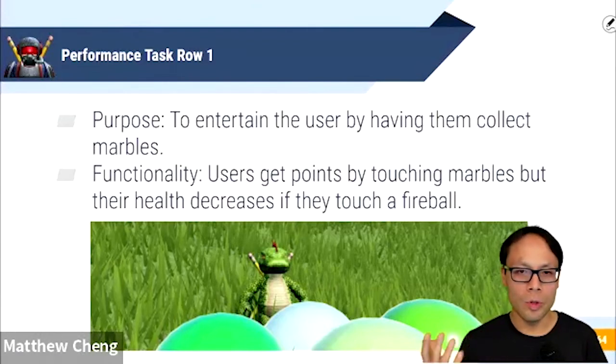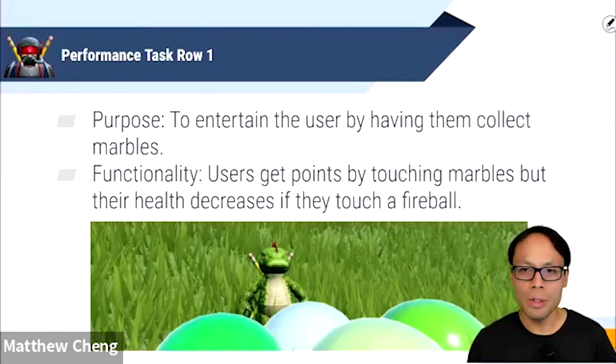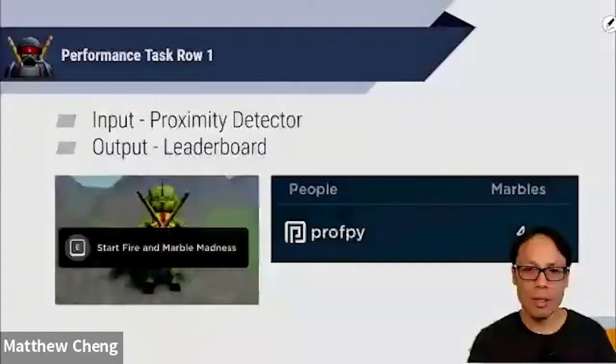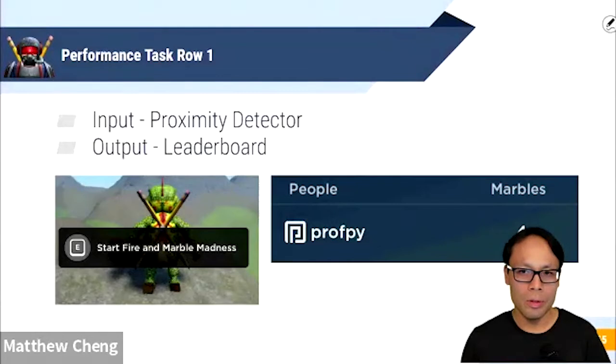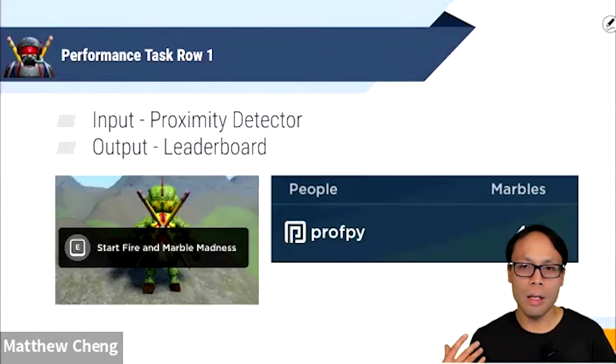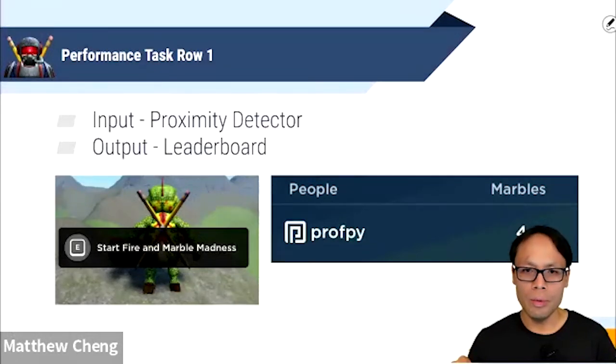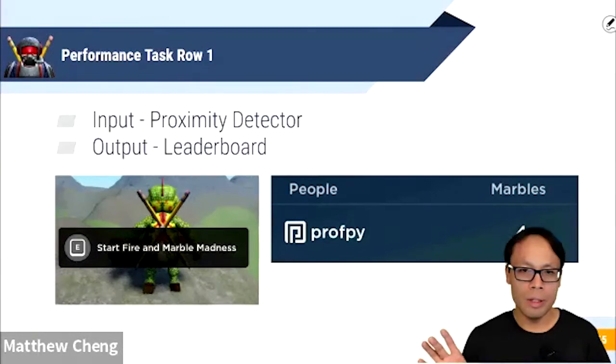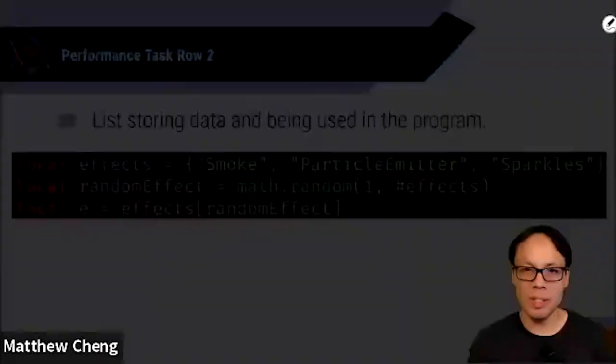Functionality wise, again, you have to describe what's going on inside of your game. So here I wrote users get points by touching marbles, but their health decreases if they touch a fireball. Now, as far as the input and output goes, there are probably many different ways you could do this inside of Roblox Studio. For input, I would write that I had a proximity detector. When the user pressed E, that initiated the fire as well as the marble madness. And the output would be the leaderboard showing who got the most marbles. So that's input and output.